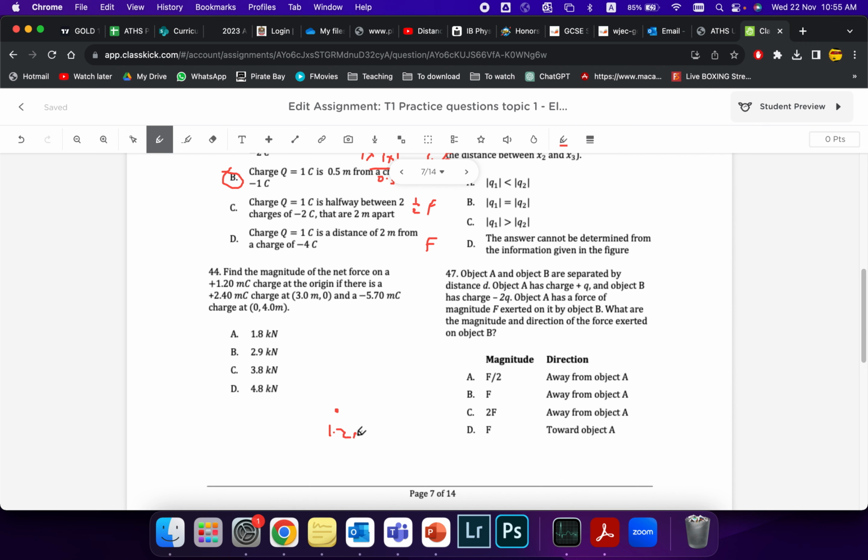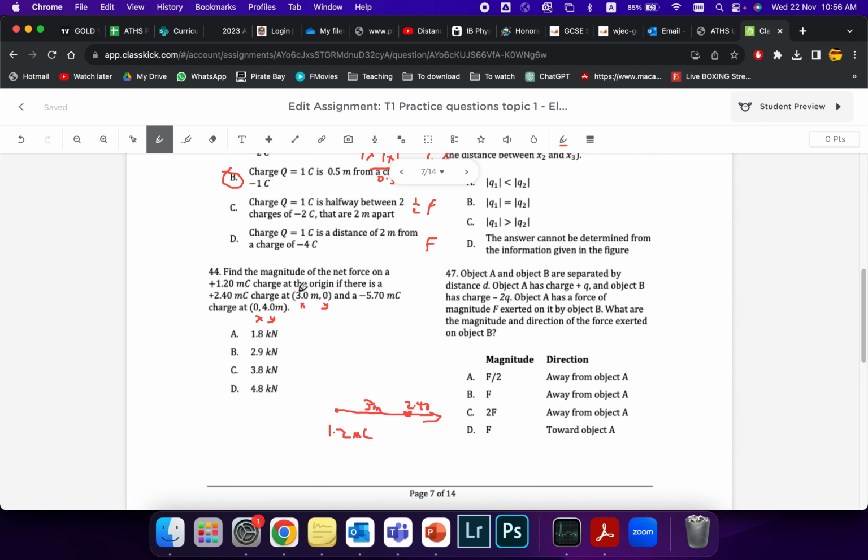1.2 microcoulombs. So this is my x and y. The first charge, which is 2.40, is at 3 x and 0 y. So that is basically along the x direction, maybe here. This is 3 meters away. So that is going to be 2.40.